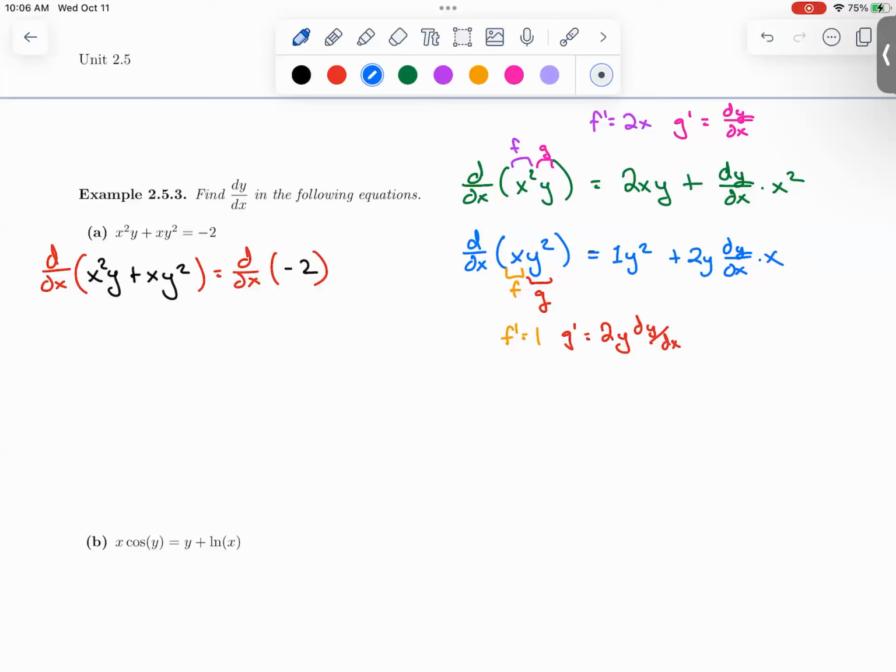Anywho, so what we end up with then is, the first part was 2xy plus x squared dy dx, plus the derivative of the second one, which was y squared plus 2xy dy dx, equals 0. The derivative of negative 2 with respect to x would be 0.